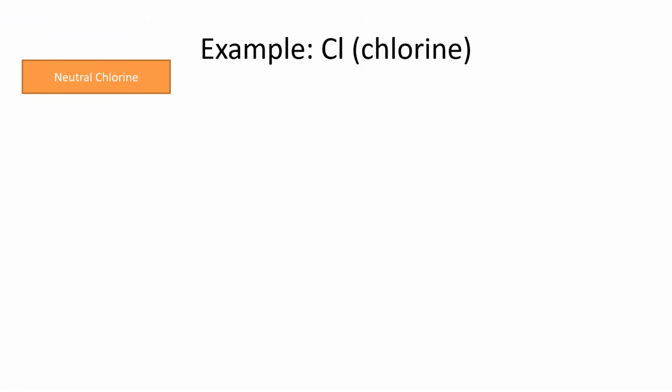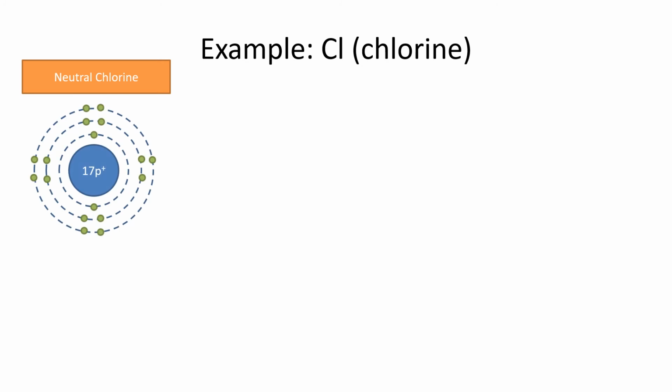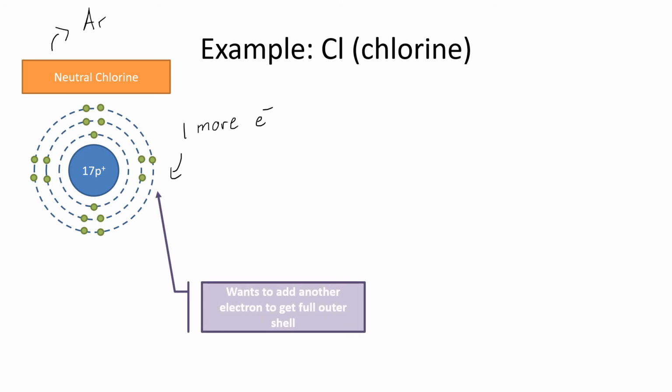So if we look at chlorine, neutral chlorine would have 17 protons and 17 electrons: 2 electrons on the first shell, 8 on the second shell, and 7 on the third. Now, chlorine wants to obtain the same electron configuration as its nearest noble gas, which in this case would be argon. And argon has 8 electrons on its last shell. So that means chlorine needs 1 more electron. So it needs to add an electron to get a full outer shell, so it has the same configuration as argon.